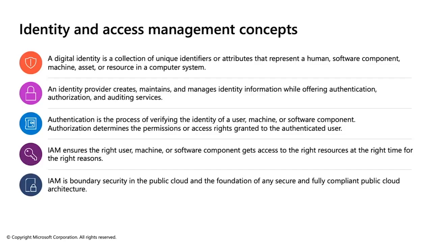So here we have two activities that any identity and access management provider performs: authentication and authorization. Authentication is a process where we verify the identity of any user, machine, application, or software. And authorization is a process where the system ensures what level of access is granted to that authenticated user.